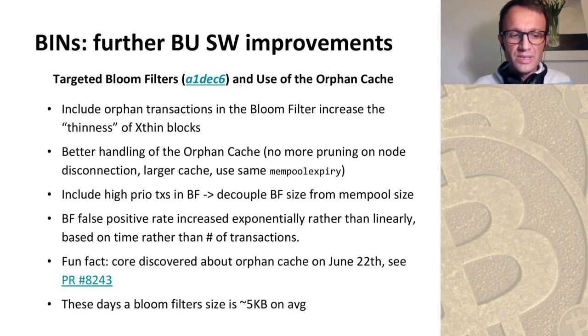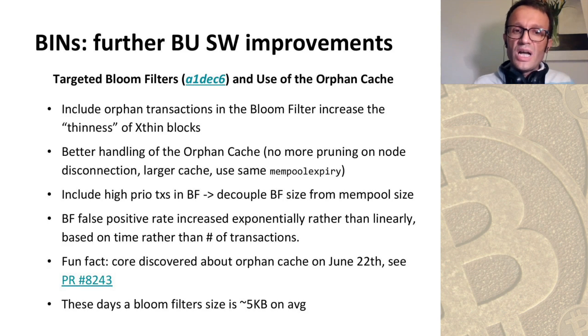The last two announcements that were introduced about Xthin targeted Bloom filters and the use of the orphan cache to populate the Bloom filter. We have observed that including orphan transactions in the Bloom filter increased the thinness of the Xthin block. So adding orphan transactions to the Bloom filter means that we could achieve an even higher compression ratio. Better handling of the orphan cache, or the orphan mempool, if you will, like no more pruning or disconnection, using a larger orphan cache, and using the same policy in terms of mempool expiration time, has greatly improved the efficiency of the Xthin technology.